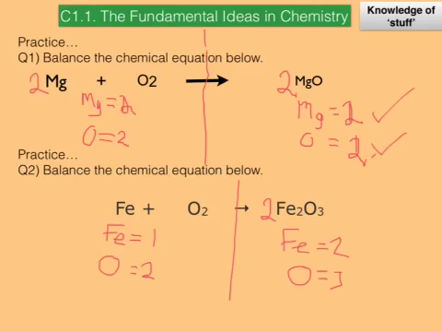Now this changes things quite a lot. So you need to count up your atoms again. You've got 2 times 2, so you've got 4 iron atoms on the right hand side, and you've got 2 times 3 oxygen atoms, so you've got 6 oxygens now.